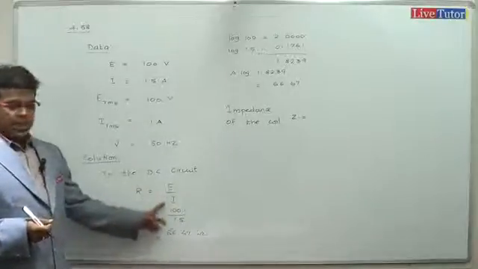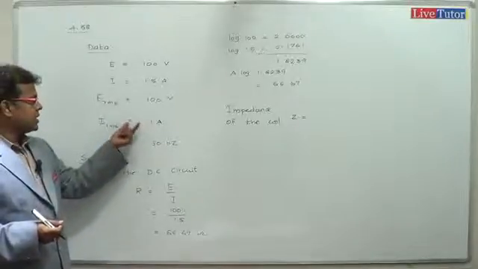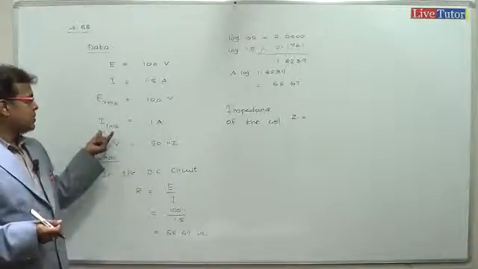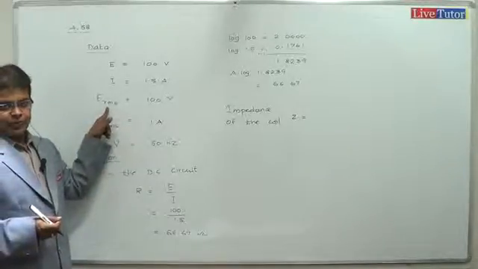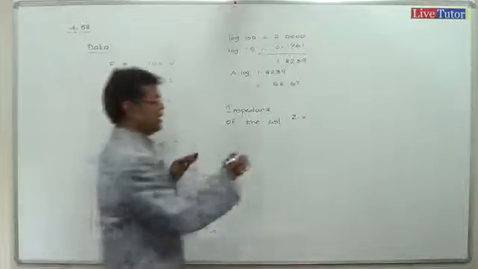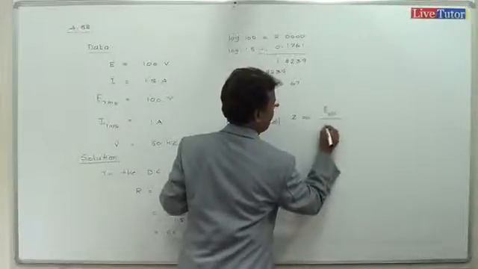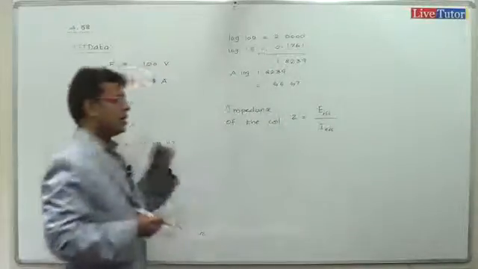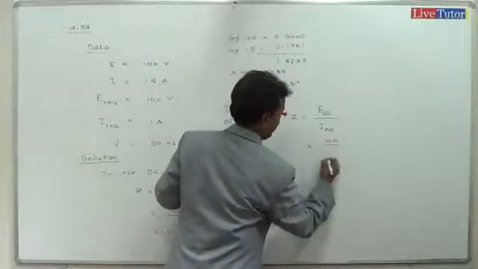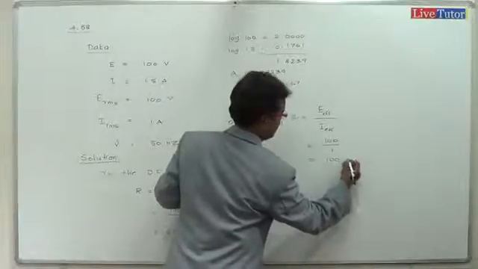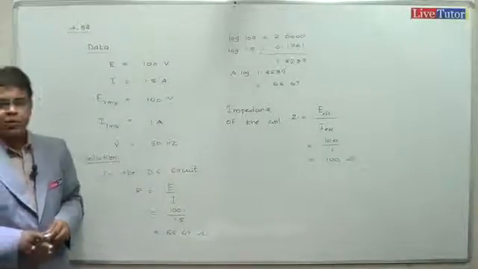Z value is also similar to that one. It is E by I, but here in this case of AC, we have to take this as effective, that is E RMS by I RMS. E RMS can be called as E effective. Both are same only. So I will write it as E effective by I effective, or you can write it as E RMS by I RMS. So how much is that? It is 100 by 1. This is nothing but 100 ohms. So the impedance value is also 100 ohms.